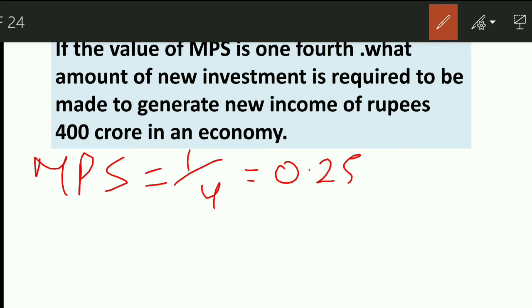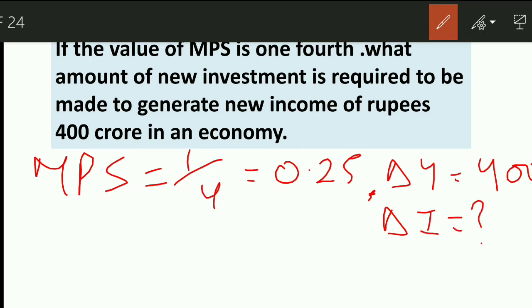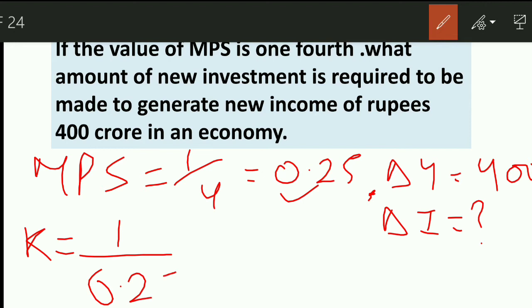And then further the question says, what amount of new investment is required to be made to generate new income of 400 crore in the economy? So income is given to you, right? 400 crore, right? And you have to find what amount of investment is required in this situation. Okay, so you know that multiplier is equal to 1 upon MPS and the value of MPS is 0.25. So you will get it as 100 upon 25, which is 4.